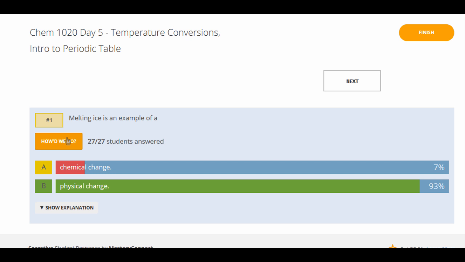We're starting off with water. Water, in which phase? Solid. Solid phase. And we're ending with? Water in liquid phase. So it's water to water. It's an example of a physical change.